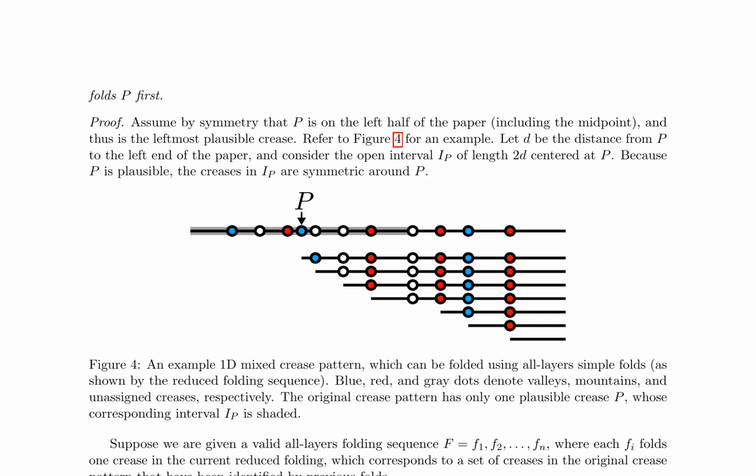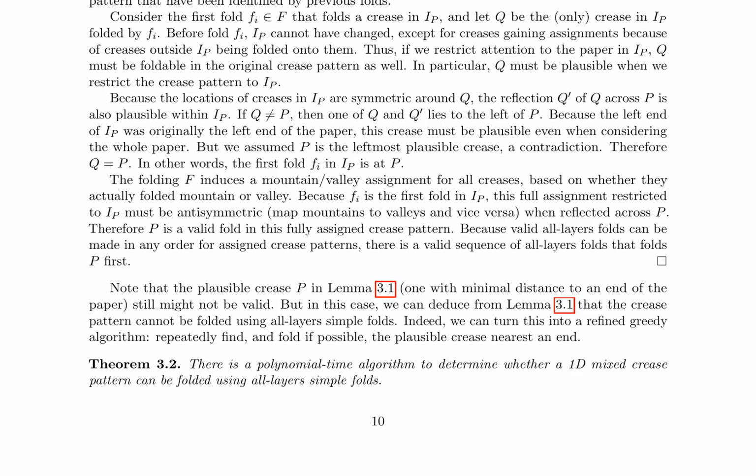They identify the first fold phi in F that folds a crease in IP, and let Q be the crease in IP folded by phi. By restricting attention to the paper in IP, the authors argue that Q must be foldable in the original crease pattern as well, and therefore Q must be plausible when considering the crease pattern restricted to IP. Using the symmetry of the creases in IP around P, the authors show that the reflection Q' of Q across P is also plausible within IP.